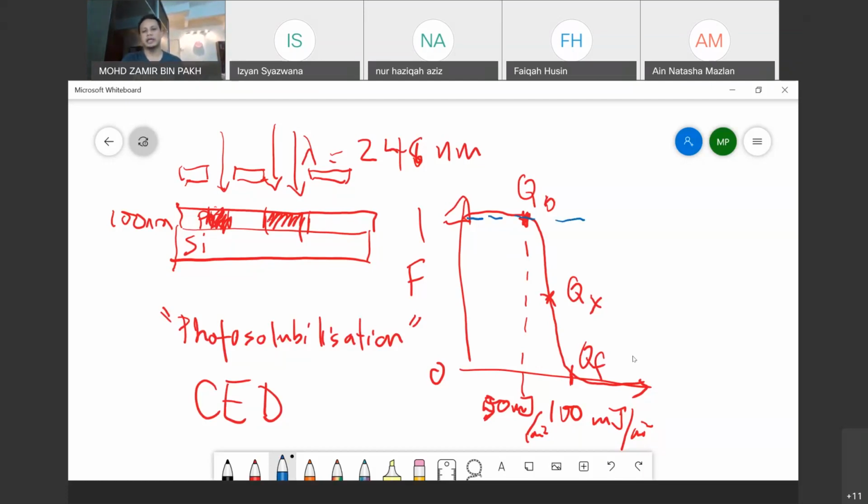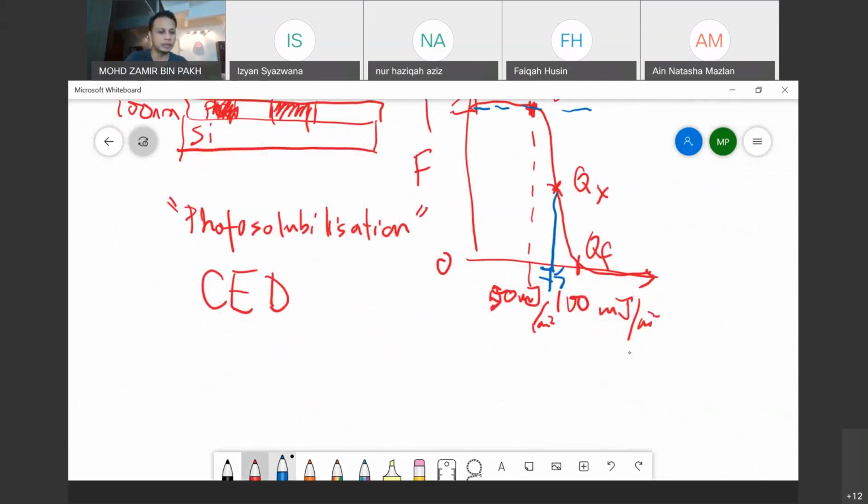So for the second case, if you go for QX, for example, maybe 275 millijoule, assuming it's in the center. What's happening is the reaction is already happening within the resist, but the exposure dose is not enough to cause the resist to be completely removed after this development process. So what you might end up with after the development process could be something like this.